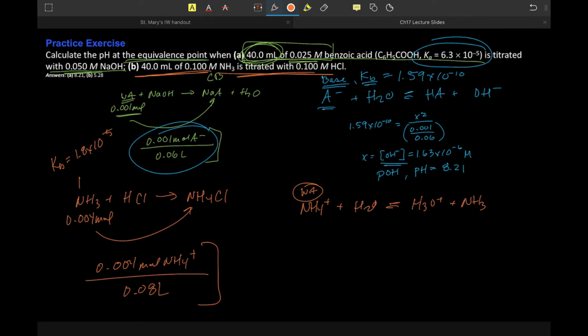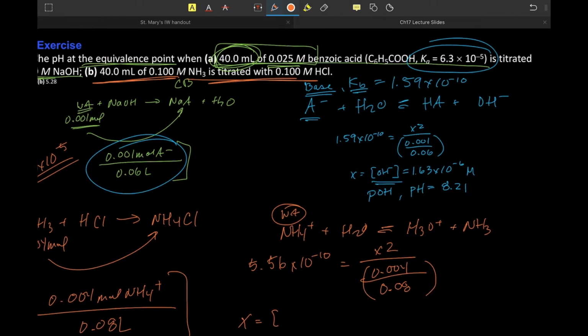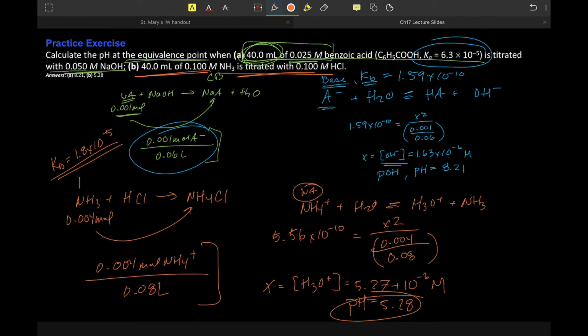which means that I need a Ka, which means that I need to go back to this Kb value, right? And work backwards, and we would find that we end up with 5.56 times 10 to the negative 10th as my Ka, which is equal to x squared over 0.004 over 0.08. We would solve for x. So x is equal to this, which is equal to, all right, good, makes sense.